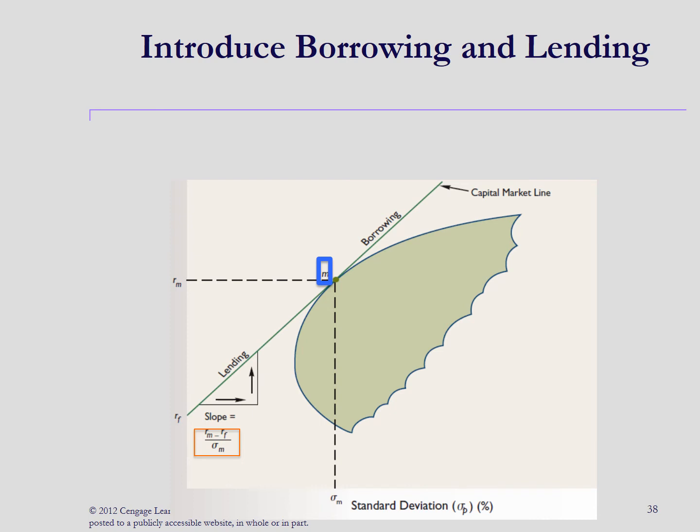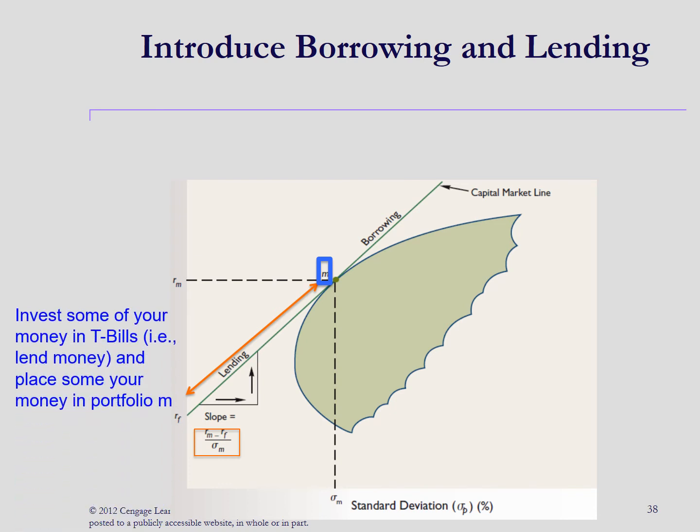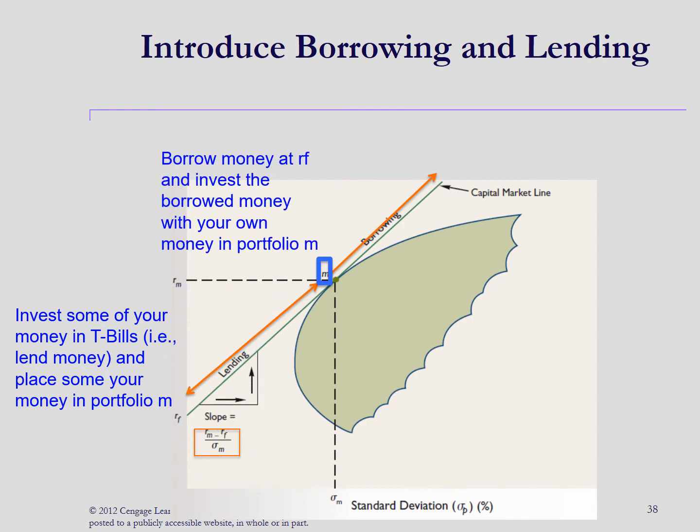Risk-return combinations between the risk-free rate and portfolio M can be achieved by investing some portion of funds in the risk-free security and the remainder of funds in portfolio M. Risk-return combinations beyond portfolio M can be achieved by borrowing money at the risk-free rate and investing the borrowed funds in portfolio M.